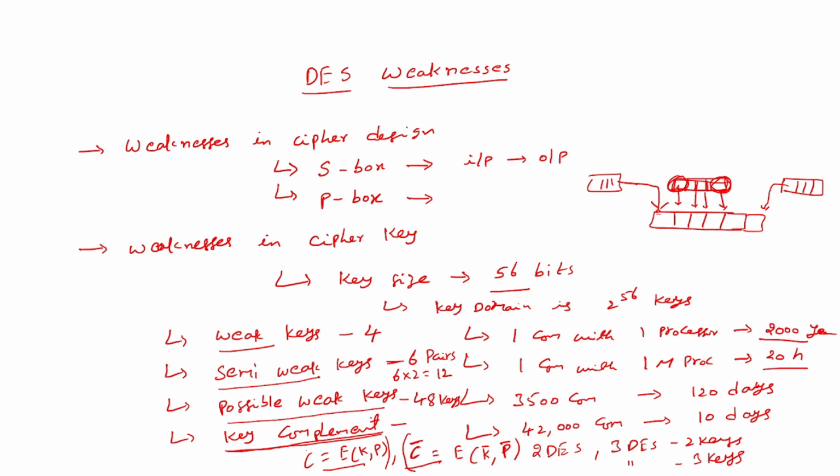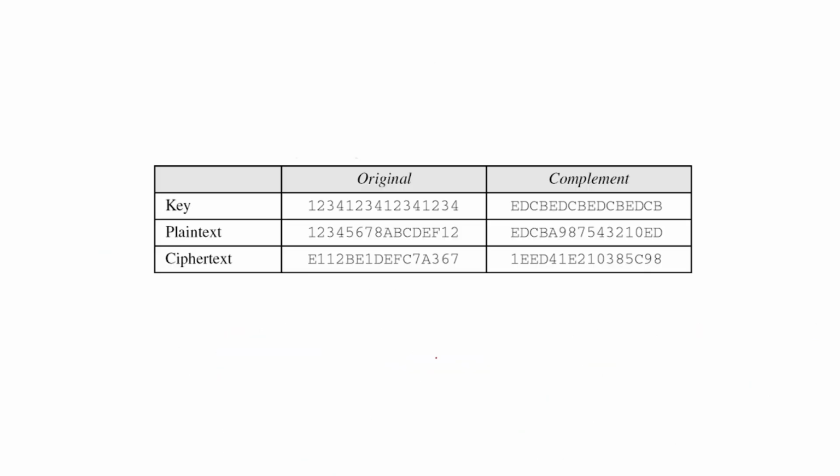Let us see a simple example for key complement. Here in this table you can observe the key is 1 2 3 4, some random value, and this column is the complement of this key, and this is the plain text and this is the plain text complement. If you encrypt this plain text with this key, you will get the ciphertext. If you encrypt this plain text complement with the key complement, you will get the ciphertext complement.